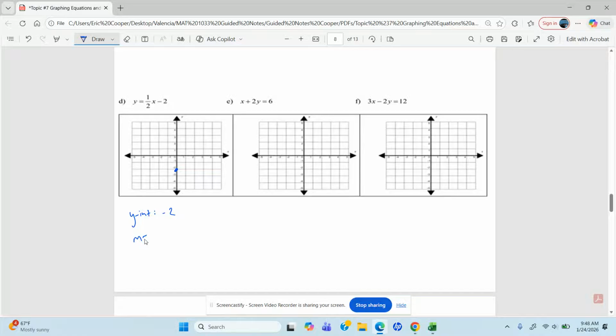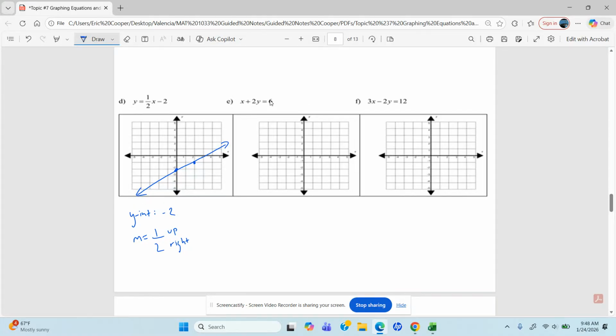My slope is 1 over 2. It's positive, so we're going to move up 1 and to the right 2 from this point. So from this point, we'll go up 1 and to the right 2, and we'll connect our line to graph it.